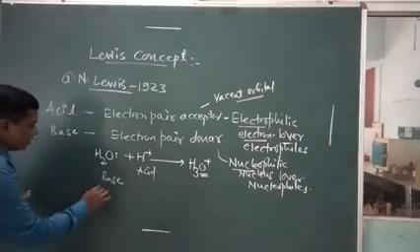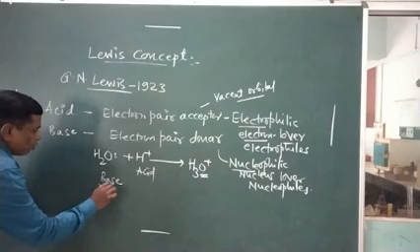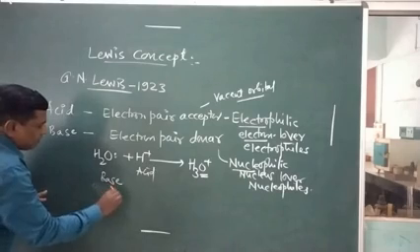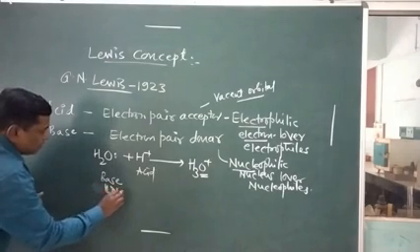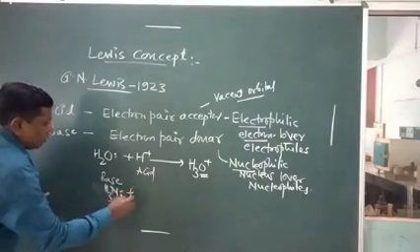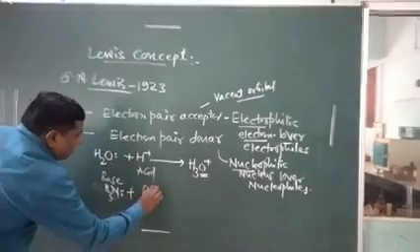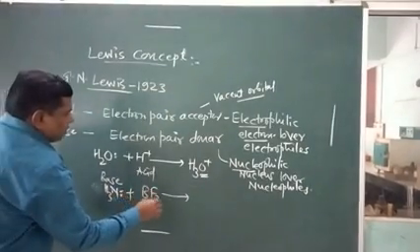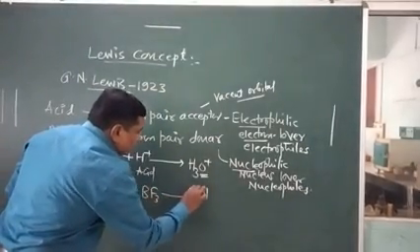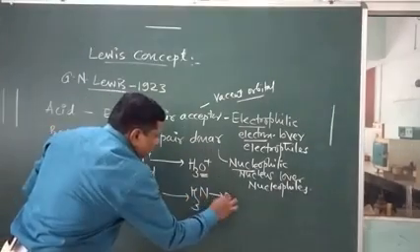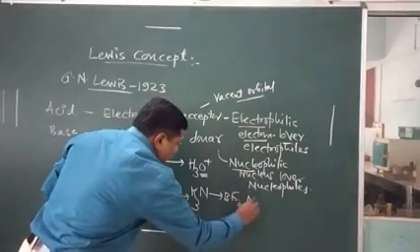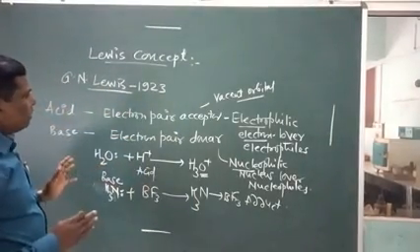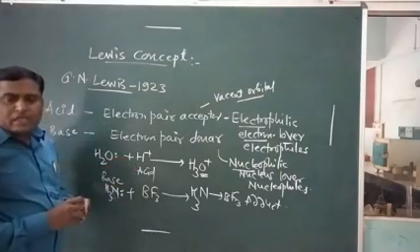Again, suppose we take ammonia. This ammonia possesses a lone pair of electrons. We write this as H3N with a lone pair of electrons, plus BF3, which possesses vacant orbitals. This will be the base, this will be the acid. Both combine to form the NH3 BF3 adduct. In this way, the formation of complexes can take place.